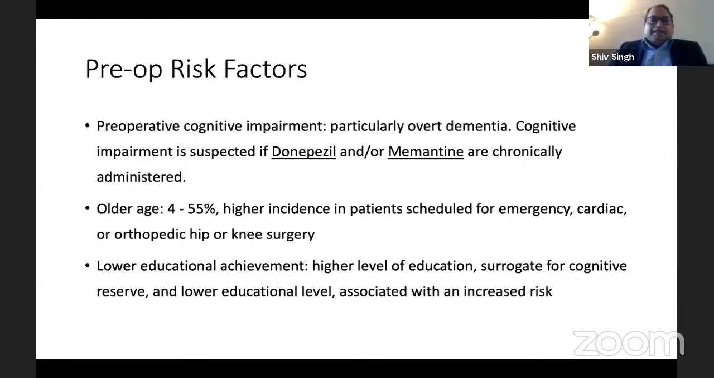Then old age, the incidence can be as much as 4 to 5%. And it is seen in older patients who are scheduled for emergency surgery, for cardiac surgery, orthopedic hip or knee surgeries. It's quite common. The next risk factor is actually level of education. So higher the level of education, the lesser the chances of patient actually developing postoperative cognitive deficit. So it's more common in low educational achievers than in high achievers.